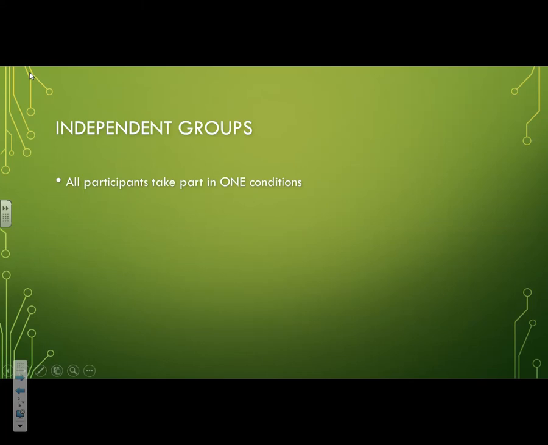Independent groups: all participants take part in one condition. There are two conditions, or more possibly, but at least two, and every single participant only takes part in one condition. So they either drink caffeine or they don't drink caffeine. They either listen to music or they don't listen to music. They either drink no alcohol, 2 units of alcohol, or 5 units of alcohol. They only do one condition. It's called independent groups because all of the groups are independent of each other. Nobody is in more than one condition.